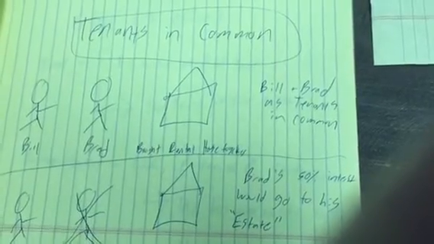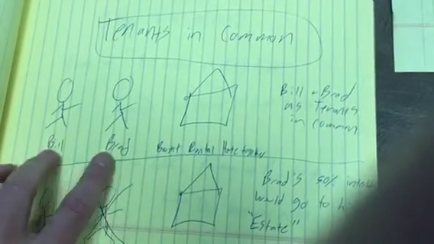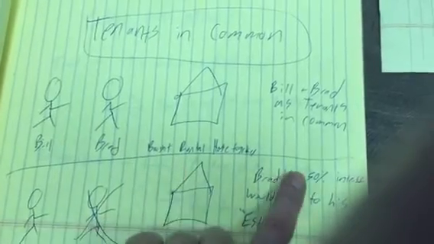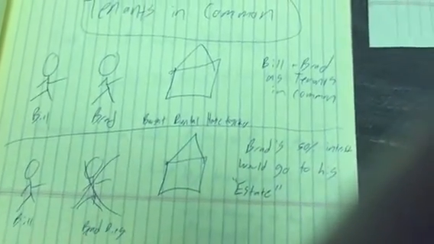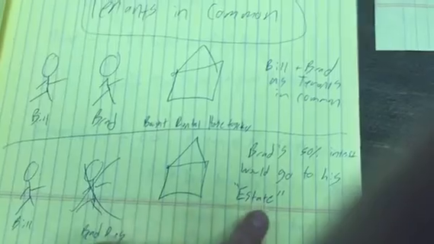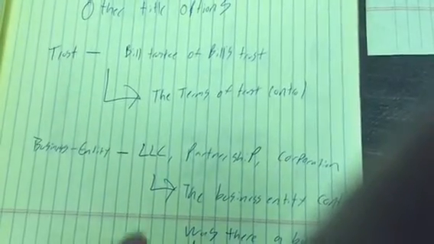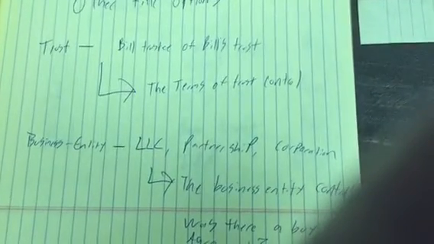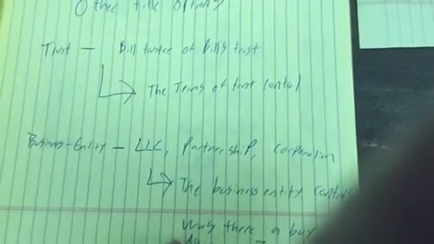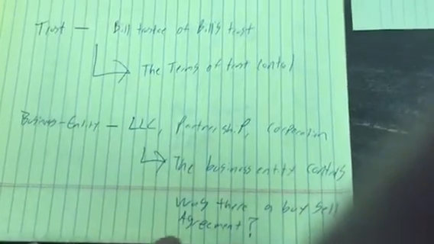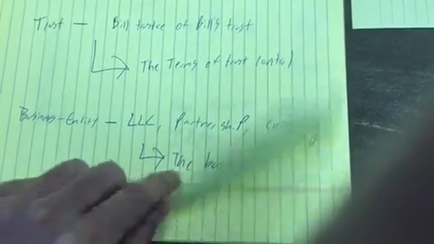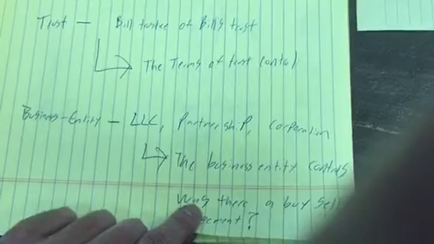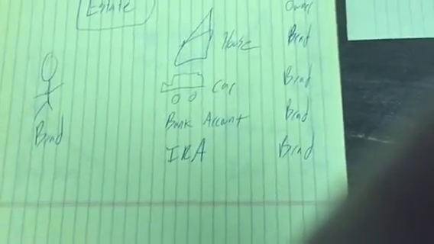Tenants in common, this is going to be different. Back to Brad. Bill and Brad, they bought a rental house together. They owned it as tenants in common. Brad dies. Now Brad's interest, his 50% interest, will go to his estate. Other title options you could see, it could be owned by a trust. If so, then the terms of the trust control. Or it could be owned by a business entity, LLC, partnership, corporation, then the business entity would control. And if there's a business entity, you've got to look and see if there's a buy-sell agreement. Now, estate.